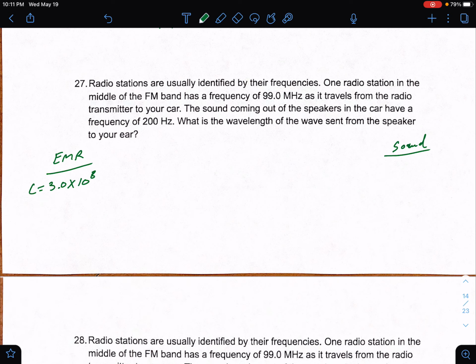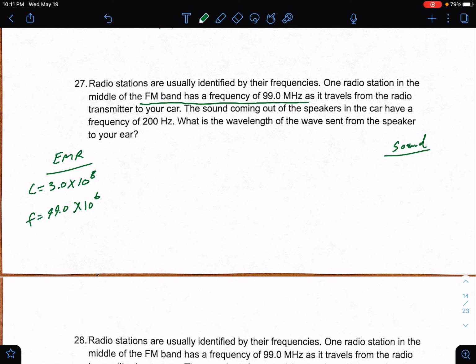Okay, and then your frequency on the EMR side, with the actual radio wave, is 99.0 megahertz. So my frequency is 99.0. I got to change that to hertz. Mega is 10 to the 6, so just add 10 to the 6 to the end of that.